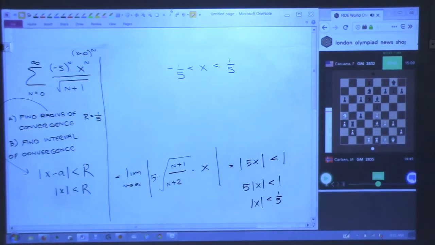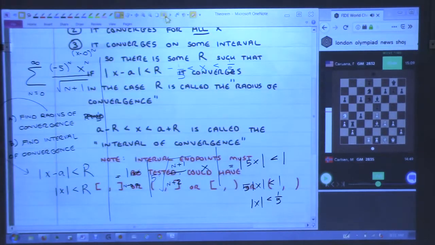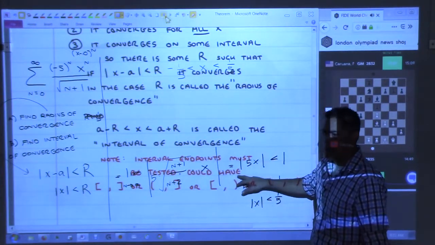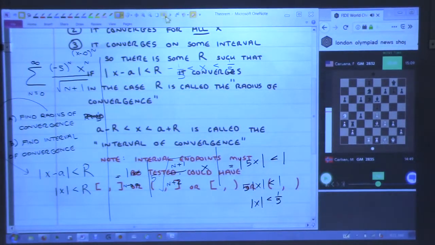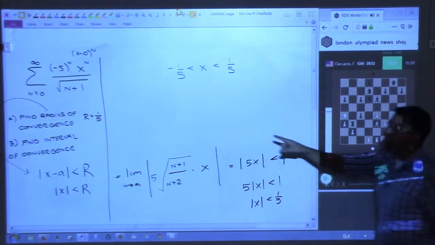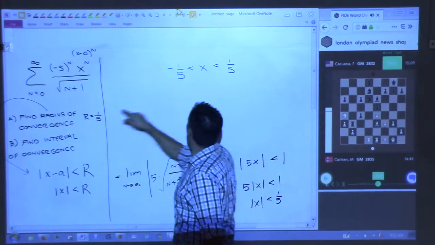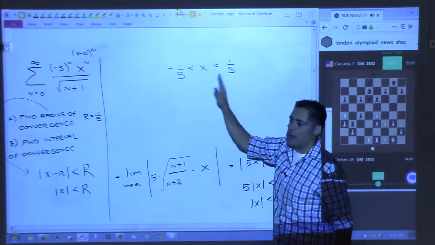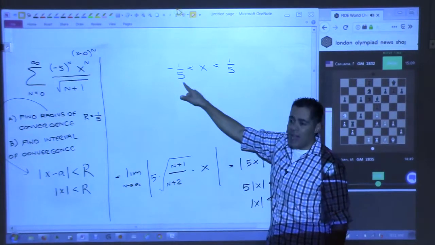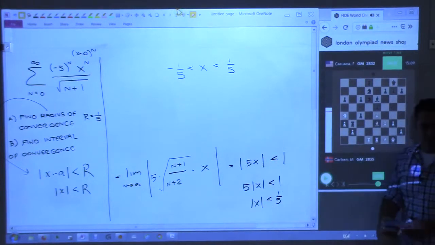Because if you look back, what did I say we have to do when you're looking for your interval of convergence? Yeah, interval endpoints must be tested. Okay, so right now we know for sure that this series will converge so long as your x's are between here and here. What I don't know is what happens here and here exactly. So now I have to test that, all right?